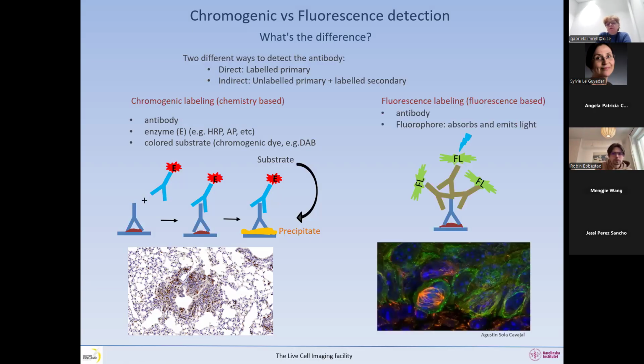If we are performing fluorescent labeling, then of course, again, we have our antibodies, which will recognize our antigen, and our secondary antibody. To our secondary antibody, we bind a fluorophore that absorbs and emits light, and then we can detect it also under the microscope.